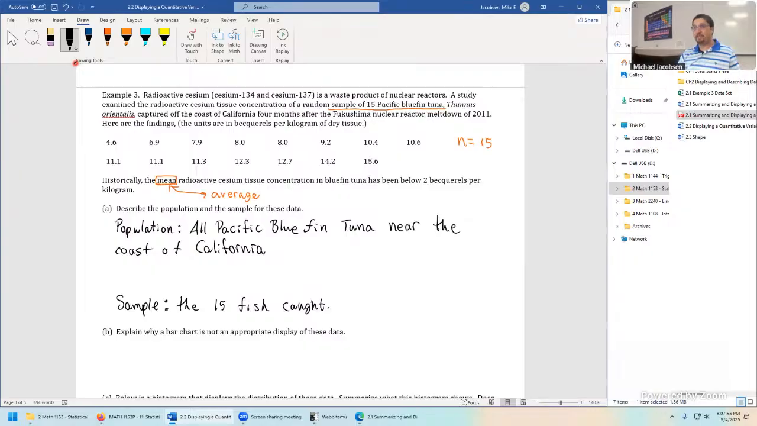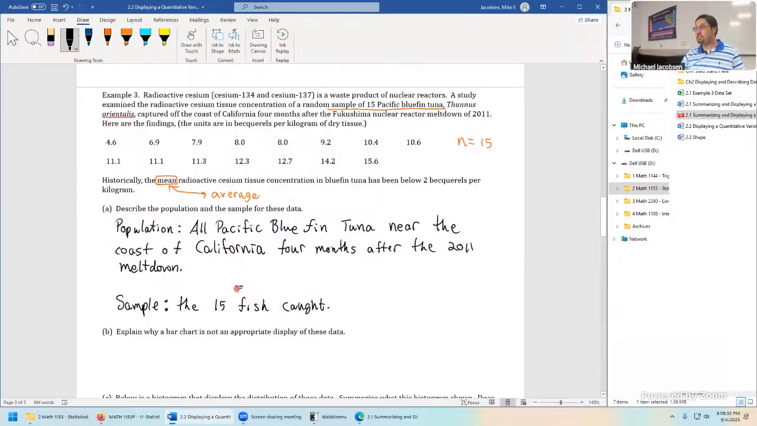So this one's kind of a tricky one. It would have been a tough exam question, I would say, without doing a lot of additional practice on these. So it's all Pacific bluefin tuna near the coast of California, 4 months after the 2011 meltdown. And you don't have to say the Fukushima nuclear reactor meltdown, because if you say 2011 meltdown, thankfully for mankind, everyone's going to know which one you're talking about. They're rare enough.